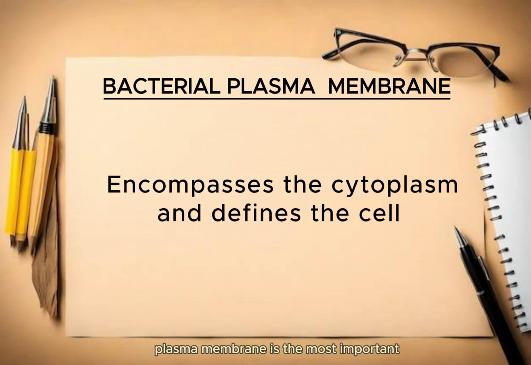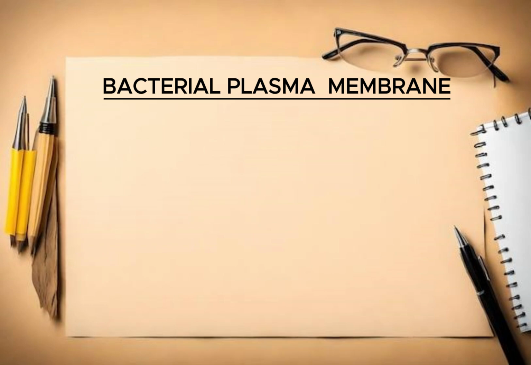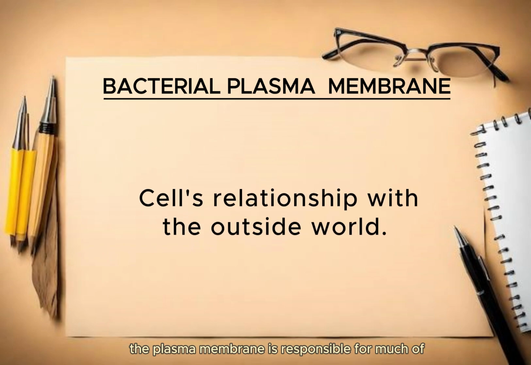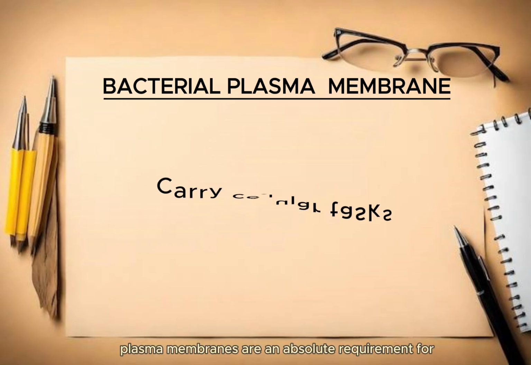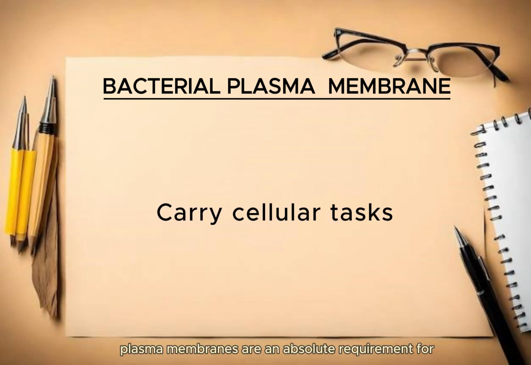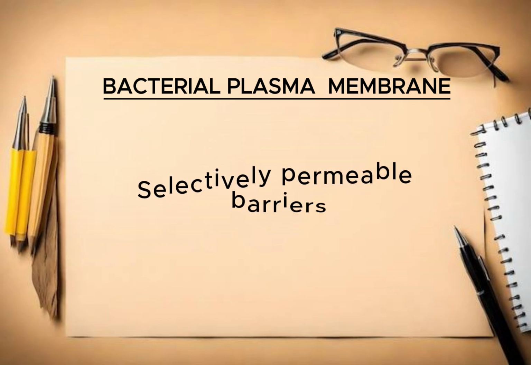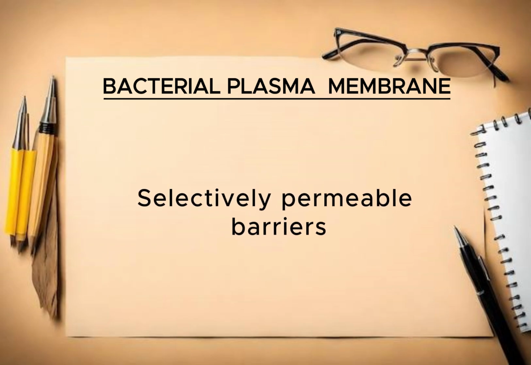Plasma membrane is the most important because it encompasses the cytoplasm and defines the cell. The plasma membrane is responsible for much of the cell's relationship with the outside world. Plasma membranes are an absolute requirement for all living organisms because they are involved in carrying out these cellular tasks. A primary role of all plasma membranes is that they are selectively permeable barriers. They allow particular ions and molecules to pass either into or out of the cell, while preventing the movement of others.